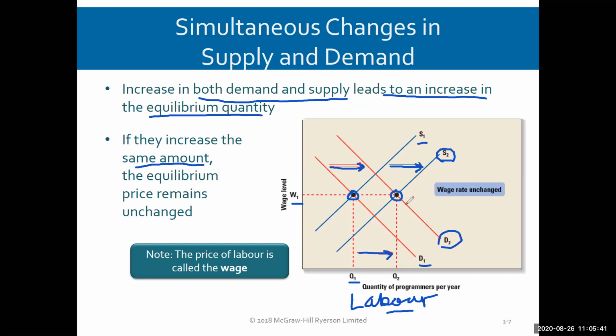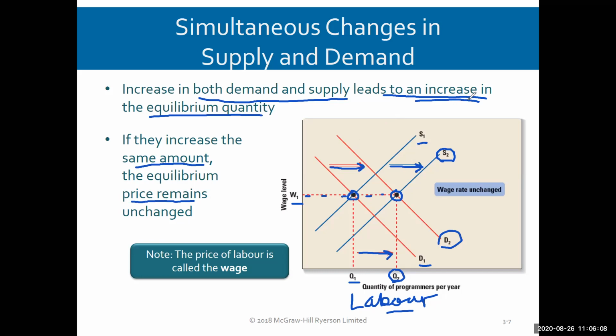But they both shifted the same amount. So wages, when we come back, didn't change because both curves shifted the same amount. But quantity definitely went up because both curves increased. Both curves shifted to the right. So the conclusion here: if they increase the same amount, price will remain unchanged, but definitely an increase in quantity.